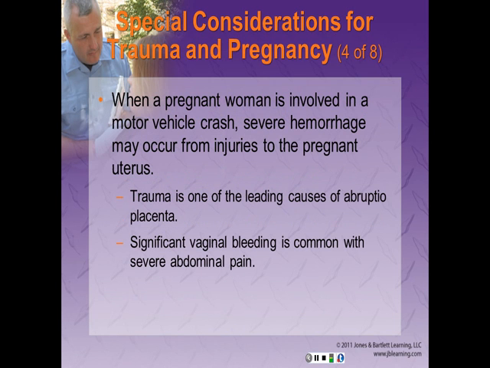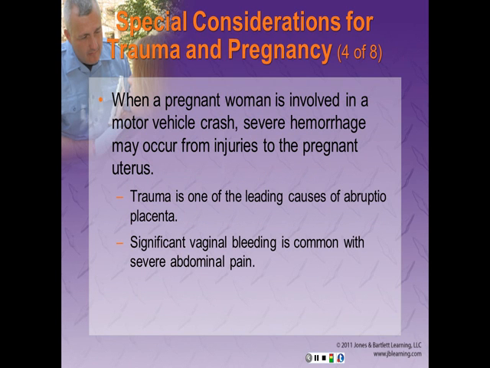When a pregnant woman is involved in a motor vehicle crash or a similar mechanism of injury, severe hemorrhage may occur from injuries to the pregnant uterus. Trauma is one of the leading causes of abruptio placentae. You should suspect abruptio placentae when the MOI is blunt trauma to the abdomen and the patient's signs and symptoms are suggestive of shock.